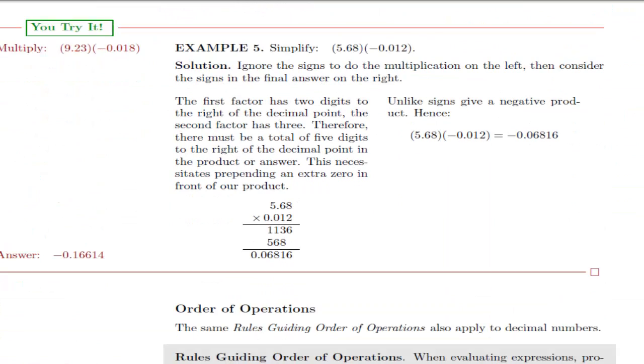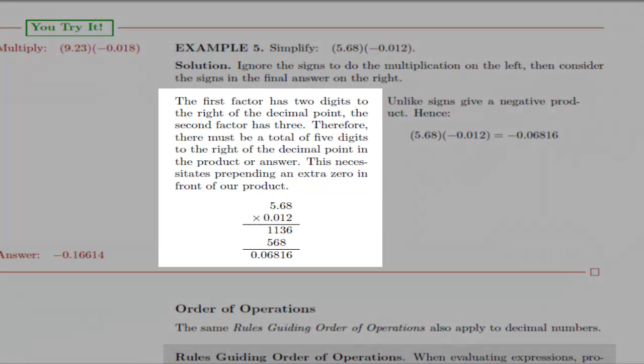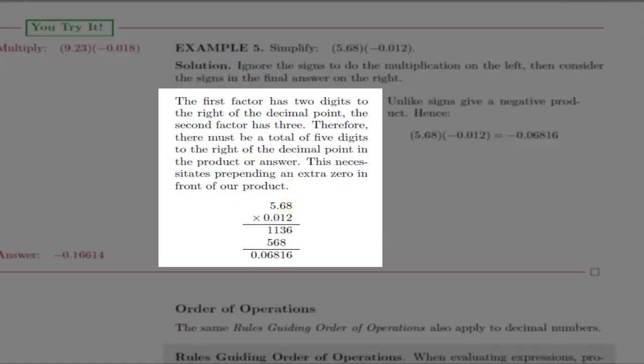Example 5. Simplify. 5 and 6800ths times negative 12,000ths. Solution. Ignore the signs to do the multiplication on the left, then consider the signs in the final answer on the right. The first factor has 2 digits to the right of the decimal point, the second factor has 3. Therefore, there must be a total of 5 digits to the right of the decimal point in the product or answer. This necessitates prepending an extra 0 in front of our product.